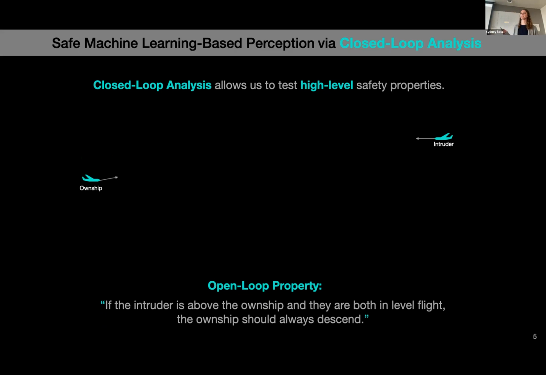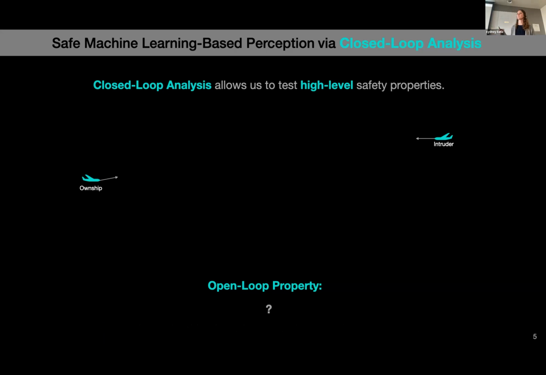But let's change up this scenario slightly so that the own-ship is now climbing. So in this scenario, we might want the own-ship to still descend, but it's also possible that we might want the own-ship to continue climbing so that it can cross altitude with the intruder before a potential collision. And the point that I'm trying to make here is just that it's not so obvious anymore what open loop property we should specify for this particular scenario. And in general, when we design systems, it's not always obvious based on our intuition what open loop properties we need to specify for all possible scenarios that our systems might be in.